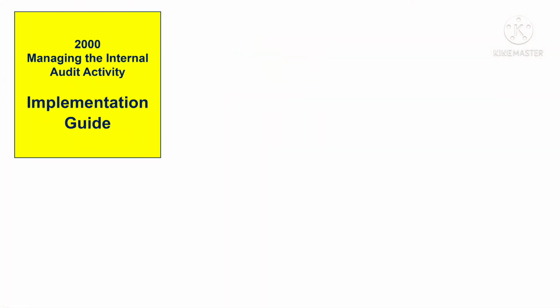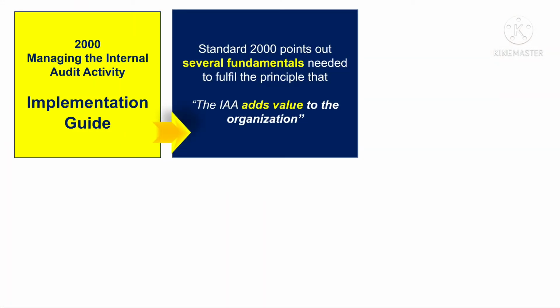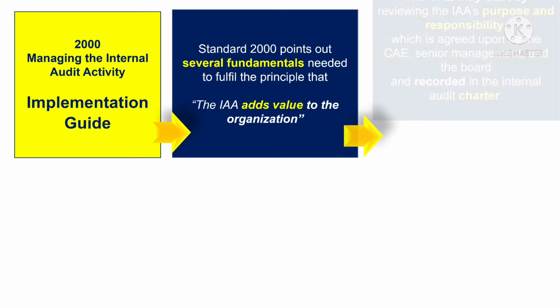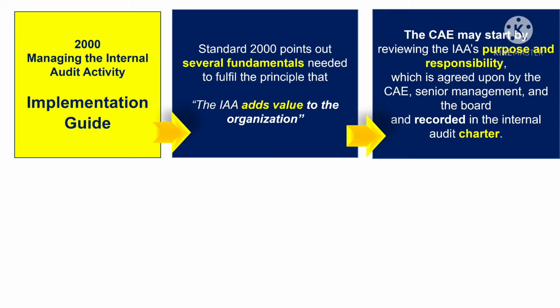So Standard 2000 points out several fundamentals. They are required to fulfill the principle that the internal audit activity adds value to the organization. So let's see how the chief audit executive can move forward in this. The chief audit executive may start by reviewing the internal audit activity's purpose and responsibility, which is agreed upon by the chief audit executive, senior management and the board, and recorded in the internal audit charter. So this is something which is available in black and white in the basic structure of the internal audit department.